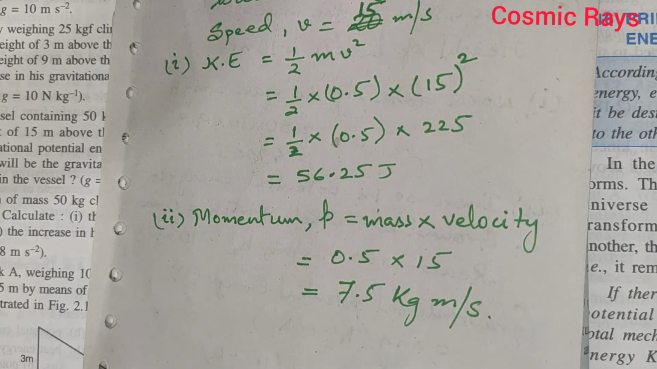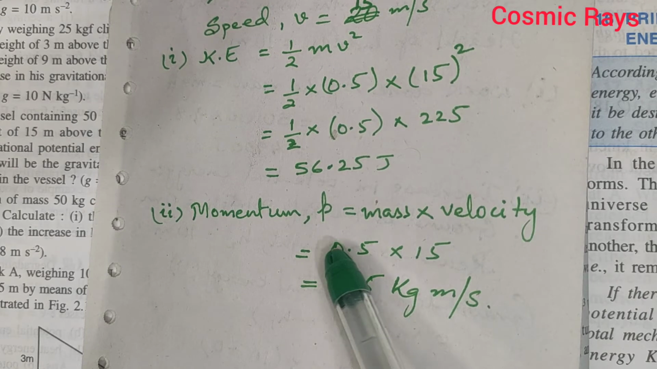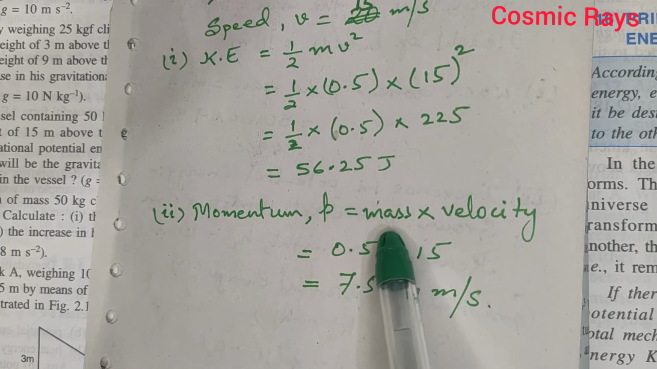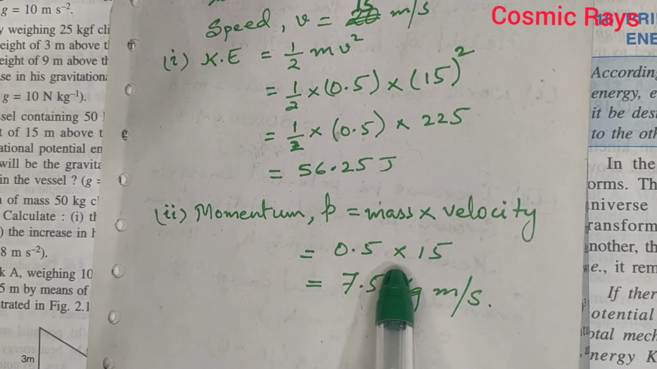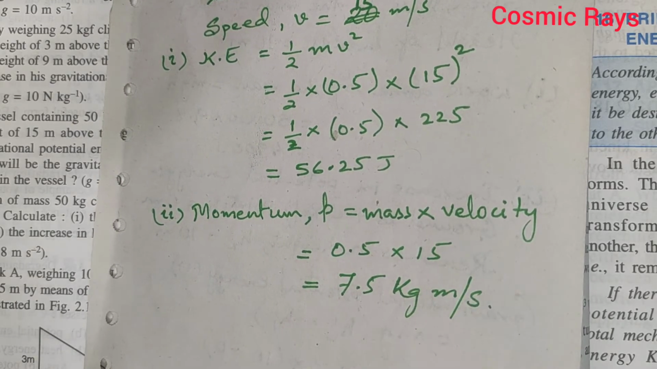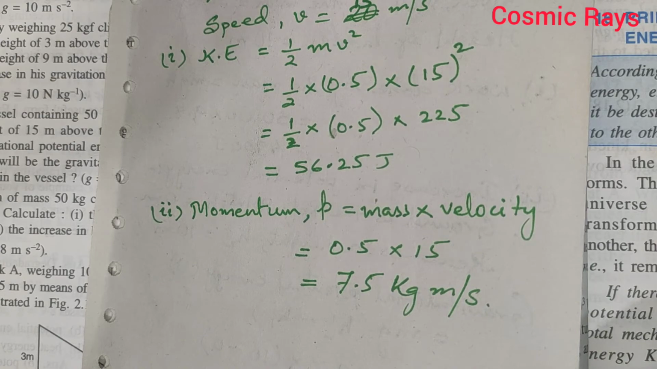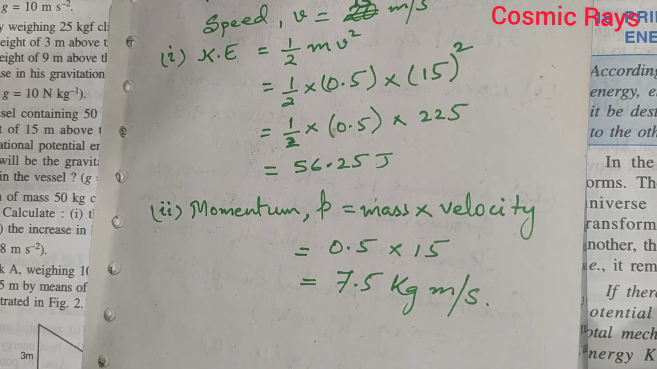The second part of the question is we have to calculate the momentum. So momentum is denoted as P. P is equal to mass multiplied by velocity, that is mass is 0.5 multiplied by velocity 15. You get the answer as 7.5 kg meter per second.